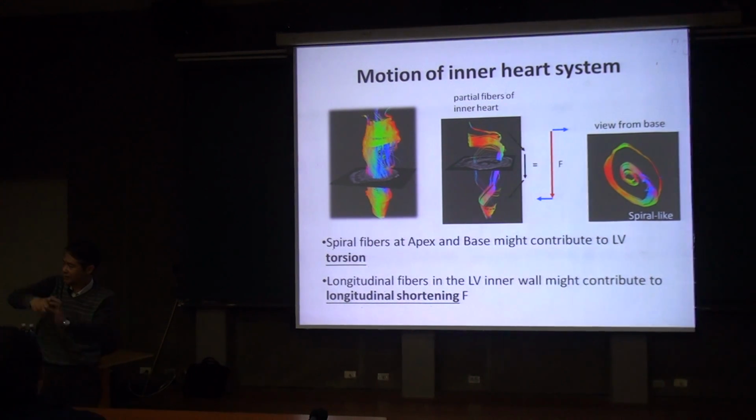So why is the heart doing this? To squeeze the blood outside. Squeeze the blood and pump the blood with high pressure. So this is the action. Okay? So this is the inner heart.